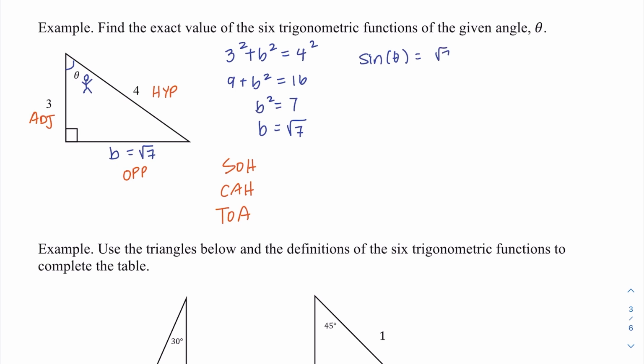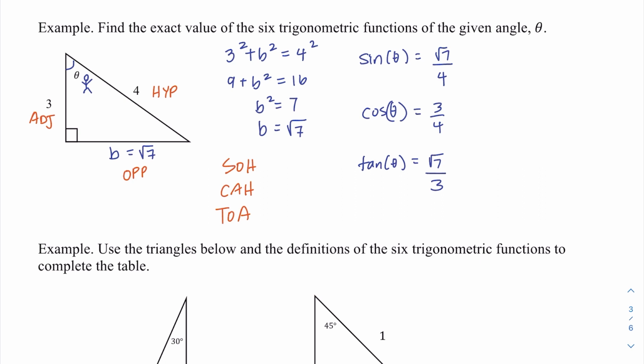Opposite is root 7, and 4 is the hypotenuse value. Now, normally I'd want to simplify this, but this is already simplified. There's nothing else I can do, so I move on. Here we want to find the exact values too, so we don't need to enter this into a calculator at this point. All right, cosine of theta, adjacent over hypotenuse, or 3 over 4. Tangent of theta is opposite over adjacent, so root 7 over 3, and again, I'm done there.